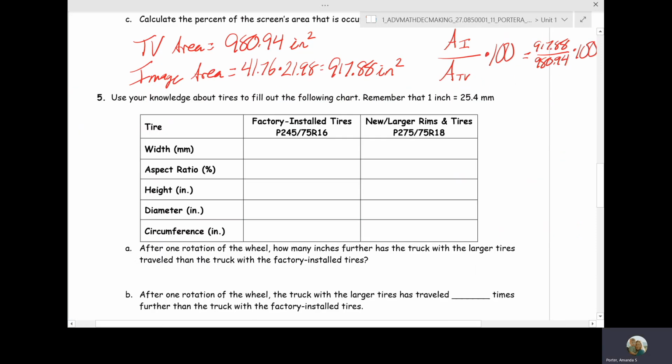Now tires. So tires. The width is already listed for me, 245 millimeters. The aspect ratio is also listed, 75%. The height is the first time I'm going to have to do something. Now you'll notice the height's in inches. So what I do to get height, be in millimeters first, I'm going to take that 245 and I'm going to multiply by 0.75.